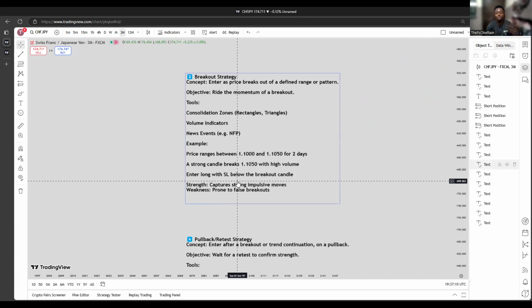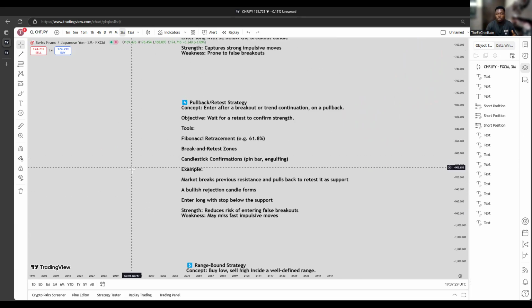All right, so we see the strengths and the weaknesses of this particular strategy. The strength is it captures strong impulsive moves, just like the NFP. The weakness is it's prone to false breakouts. That's why it's not so reliable. So let's move to the next one.